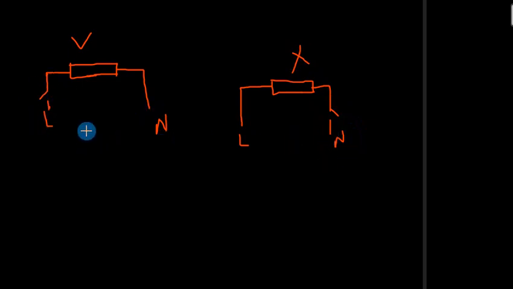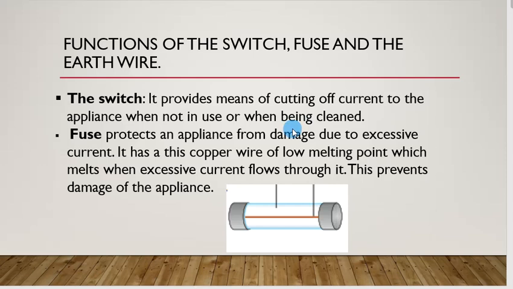The reason is because the live is the one that brings electric current into an appliance. The neutral simply completes the circuit. So if you put a switch along the neutral and you open it, quite right, this appliance will not be working, simply because the path is not complete for current to flow. But if you touch anywhere, you can complete the circuit yourself and you can get an electric shock. So that's the reason why it's not advisable to connect the switch along the neutral. The switch provides means of cutting off current to the appliance when not in use, or when being worked on, or when being cleaned.